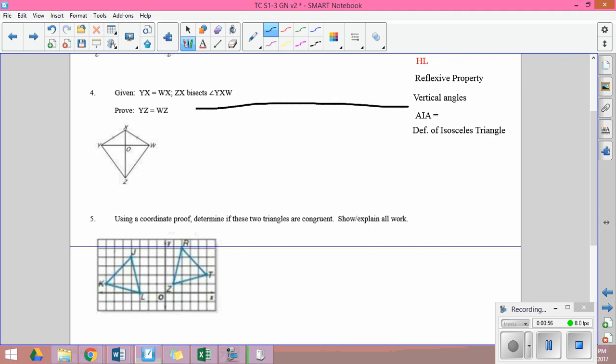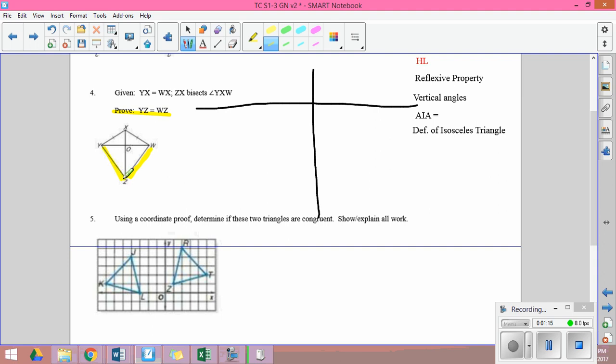then we go back and we deal with what given we have, what we're trying to prove, and where we go from there. So what am I trying to prove? If I grab my yellow highlighter again, I'm trying to prove that YZ is equal to WZ.